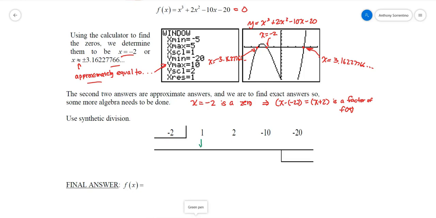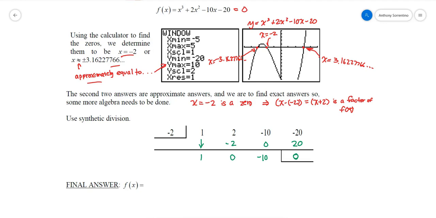I bring down the 1. Multiply that by -2, I get -2. I add the two numbers together, I get a 0. -2 times 0 is 0. Add those together, I get a -10. Now I multiply the -10 times -2, I get a +20. And I get a remainder of 0. Good, I should get a remainder of 0.